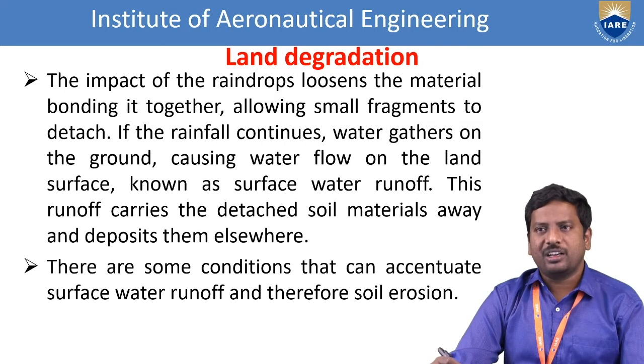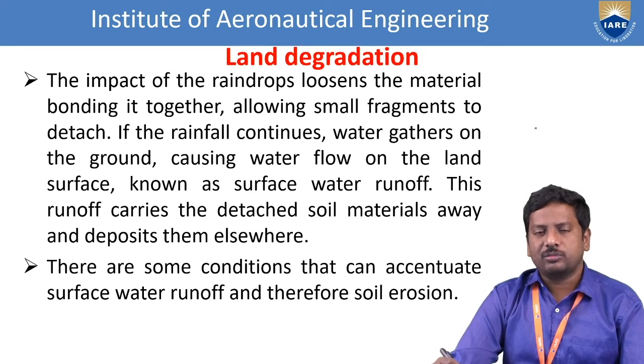The impact of the raindrops loosens the material bonding it together, allowing small fragments to detach. If the rainfall continues, water gathers on the ground, causing water to flow over the land surface, known as surface water runoff. This runoff carries the detached soil materials away and deposits them elsewhere.